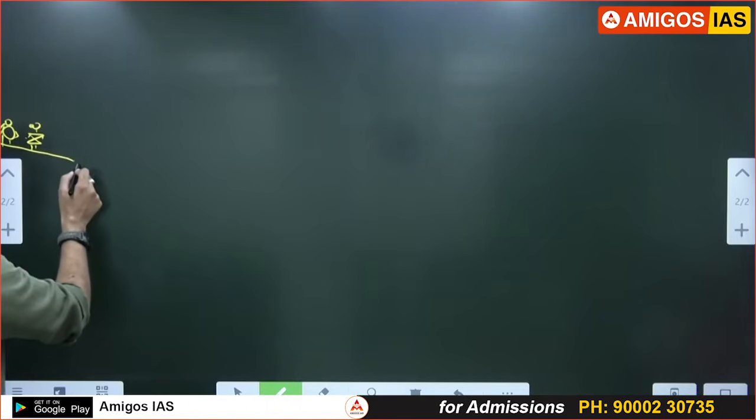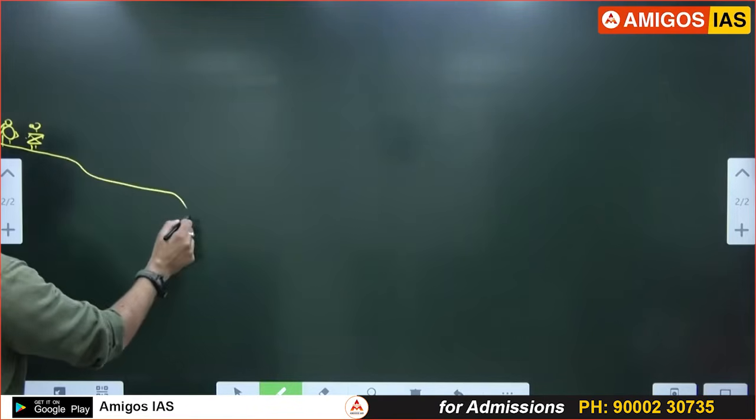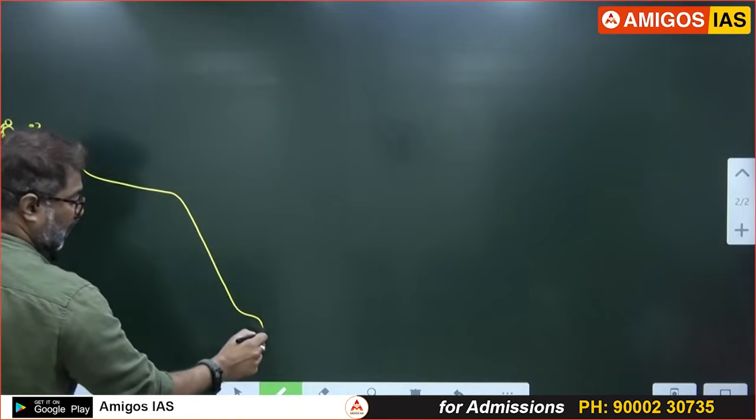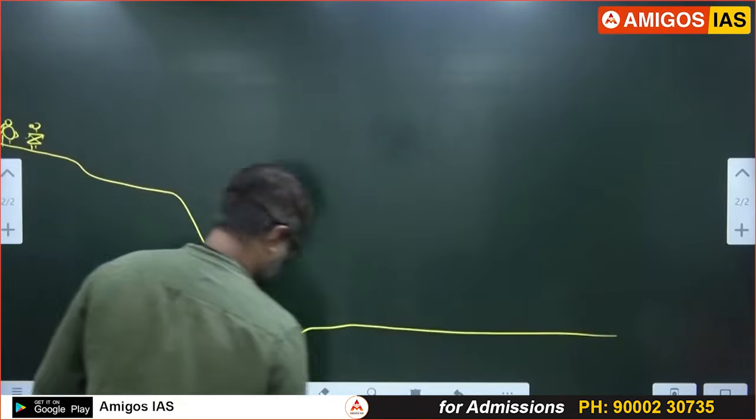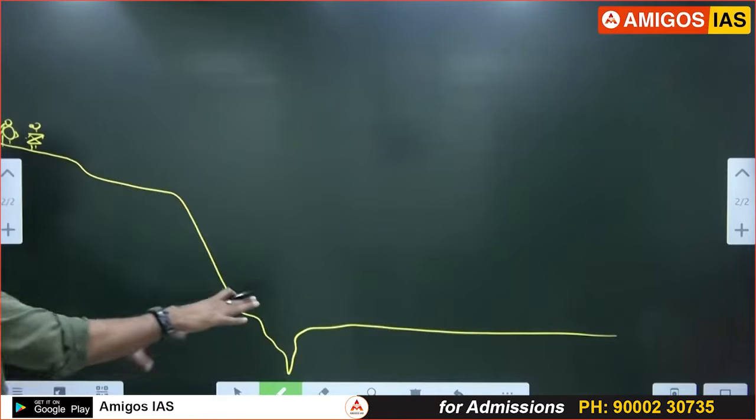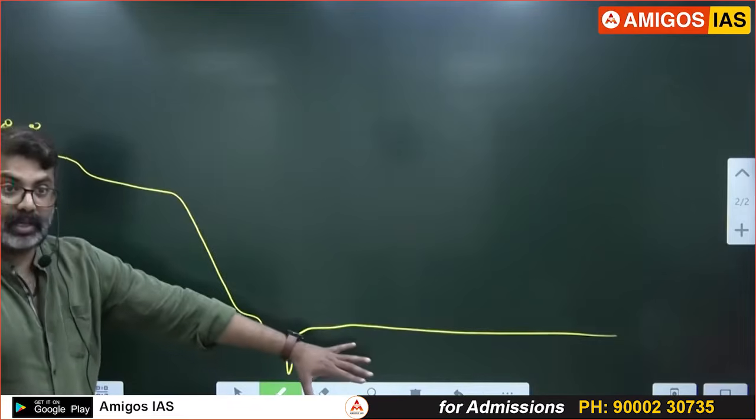Here. So this is the shelf, continental shelf. This is the slope. This is the trench. This is the ocean floor. See how it looks. So this is how the ocean's depression looks like.